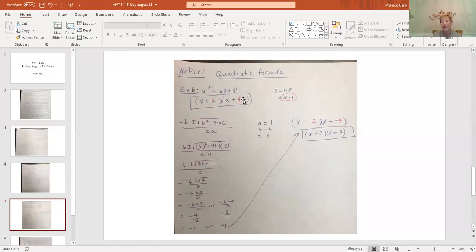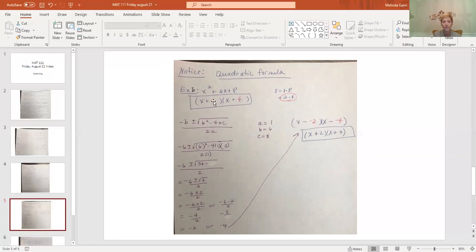Now, what if I wanted to use the quadratic formula instead? Remember what I said on Wednesday, when you use the quadratic formula, it's always going to be x minus and x minus. So it doesn't go with those rules on the first slide. Quadratic formula, x minus, x minus. And then you use the quadratic formula to get the numbers to put in after the minus.